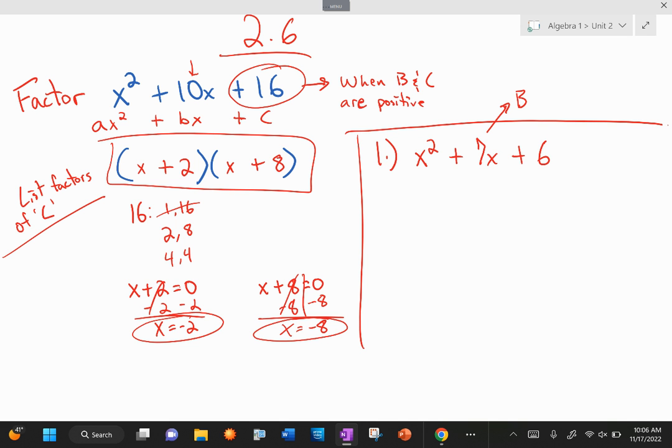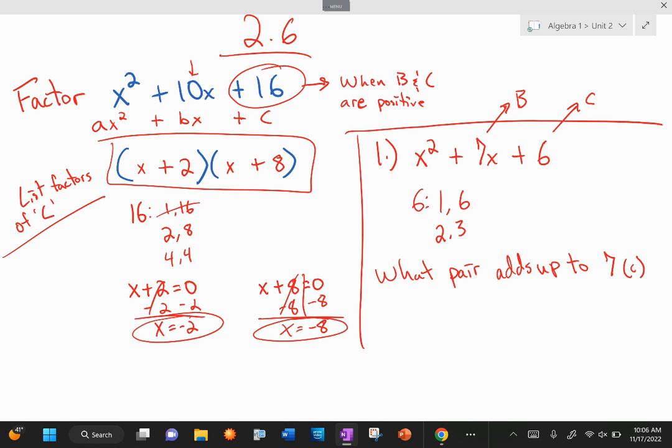Okay. What is C? 6. Okay? So, which one are we listing for factors? 6. So I've got 6. What are our factors of 6? 1 and 6, 2 and 3. So now what's the next question you need to ask yourself? Okay. What pair adds up to 7, which is B?